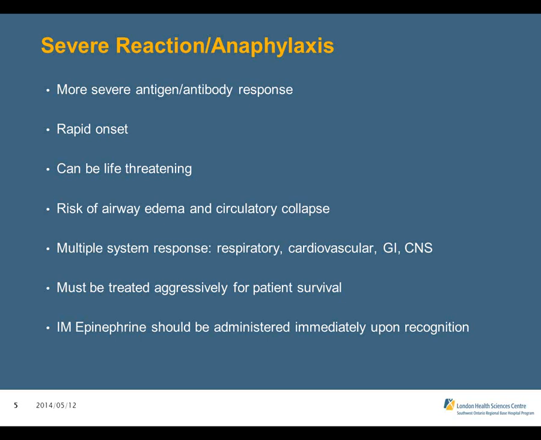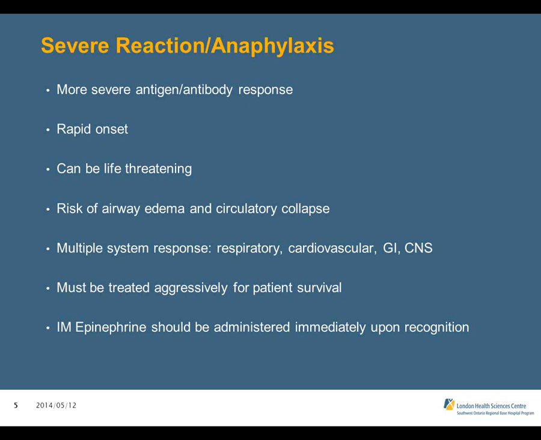Again, it's a multiple system response. So not only is it your cutaneous symptoms, but you have other organ systems involved, including the respiratory system, your wheezing, your difficulty breathing, stridor, airway edema, your cardiovascular system, so that results in the hypotension from the systemic vasodilation caused by the histamine release. GI can cause severe abdominal pain due to increased edema within the GI system, the intestines. And it can also result in some CNS findings such as decreased level of consciousness, and this is due to the hypoperfusion of the brain due to vasodilation.